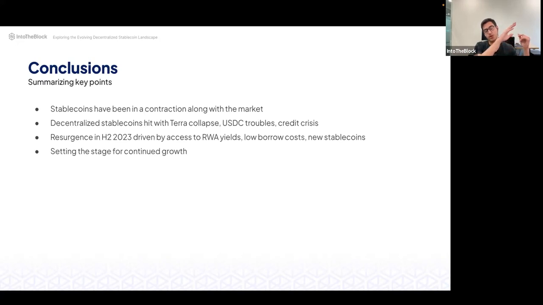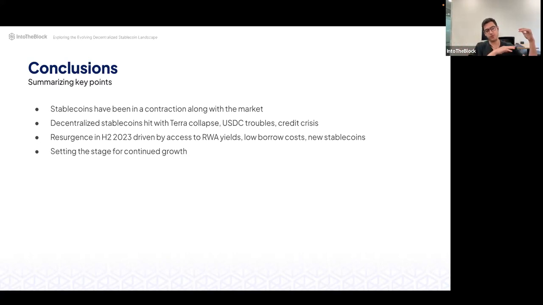So in conclusion, stablecoins, along with the market, have contracted significantly. Decentralized stablecoins in particular were hit the worst with the Terra collapse, USDC troubles showing some of the cracks in the system, and decreasing credit demand, also putting a hit on collateralized debt. In the second half of 2023, we've begun to see a bit of a resurgence.